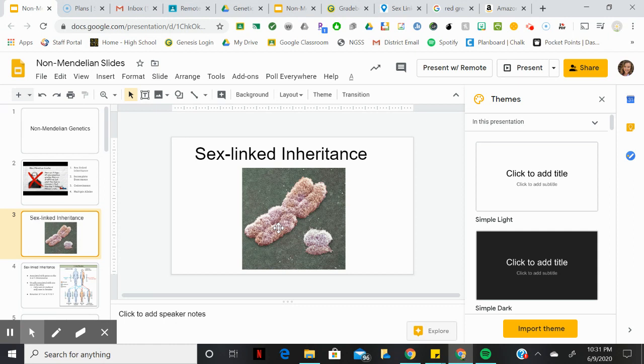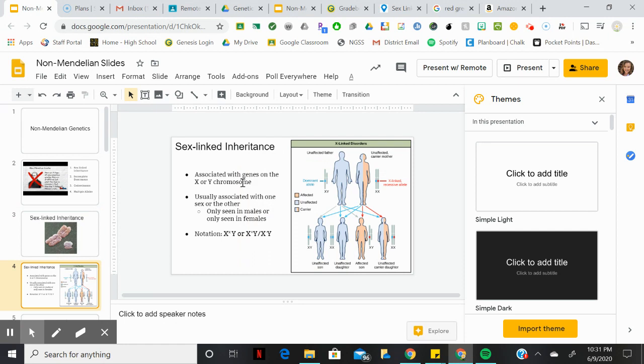Now, let's say there are mutations or different alleles present on these chromosomes. The pattern of inheritance of X and Y chromosomes does not perfectly follow Mendel's laws. So we're going to take a look at this, okay? Like I said, it's associated with the X or Y chromosome. And because this has to do with sex, you'll see it usually only in males or females. It's more heavily weighted on one side or the other. And the notation we use is a little bit different. Instead of capital and lowercase letters, we use X's and Y's, okay?